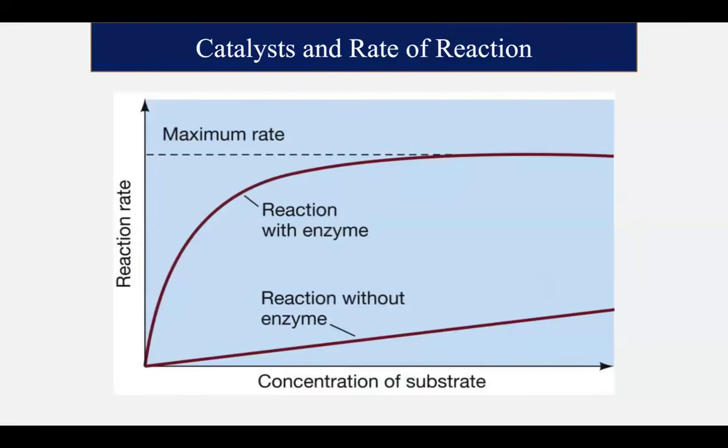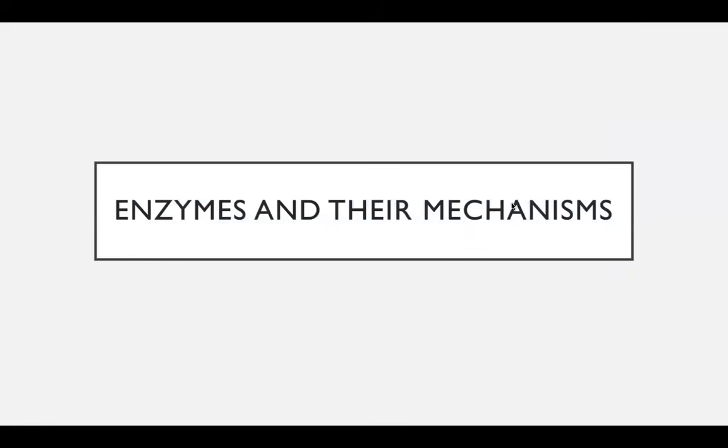Enzymes also help with the concentration of reactants and the concentration of products that will occur. As you see here, without an enzyme, it still goes up over time, but with an enzyme, you're able to reach the maximum rate much quicker because you're having more and more reactions, and it's easier to perform the reactions.